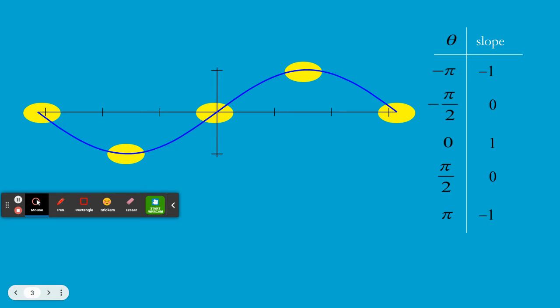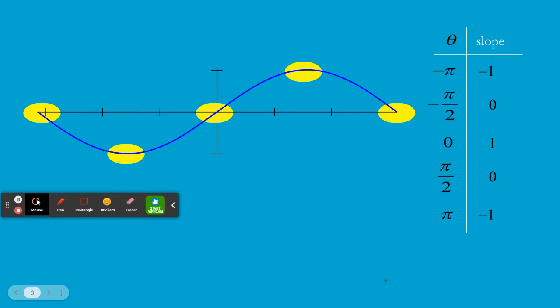For example, at negative pi, I've got a slope of negative 1. At negative pi over 2, I have a slope of 0. At 0, I have a slope of 1, and at pi over 2, I have a slope of 0, and at pi, I have a slope of negative 1.